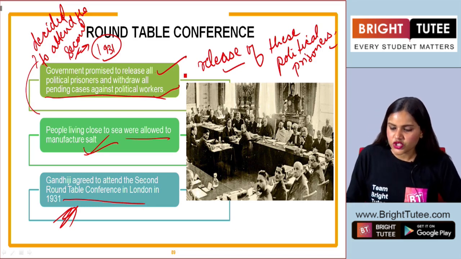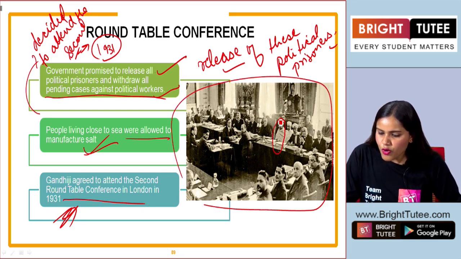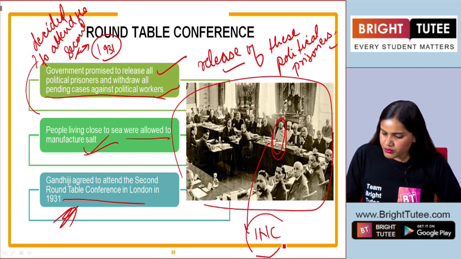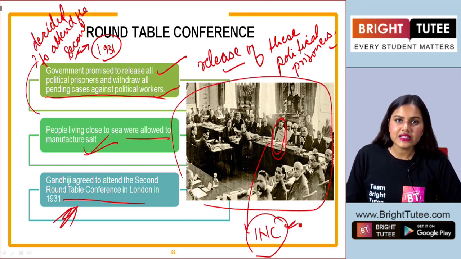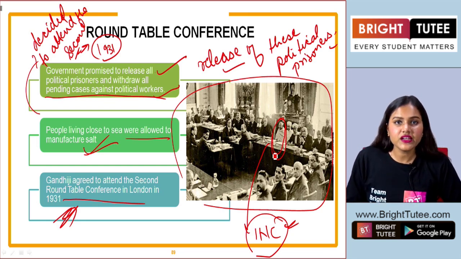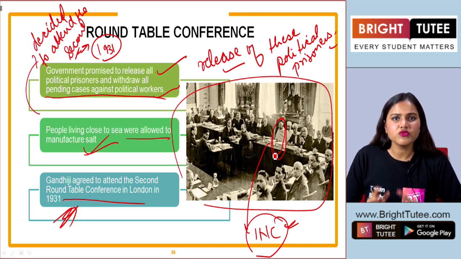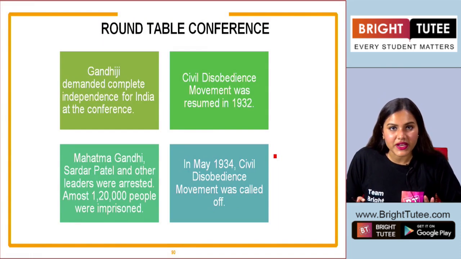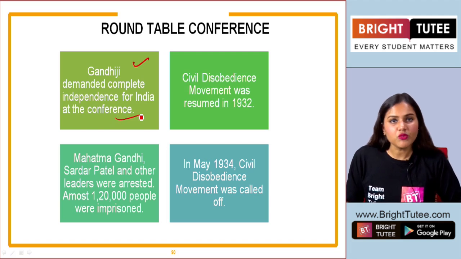Now look at this image, students. In this image, you can clearly see Gandhiji, who was representing INC, because most of the important political leaders were still in prison, and they decided that Gandhiji should represent the Indian National Congress there. And here Gandhiji went to the second roundtable conference. He thought that they were going to talk about complete independence for India. So here he demanded complete independence at this roundtable conference.